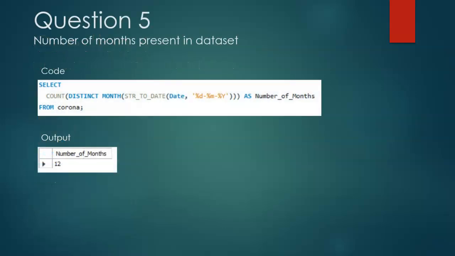Now, the number of months present in the dataset. There are a total of 12 distinct months present in our dataset, and we can use the format %d, %m, and %y. With that matching format, we can count the distinct number of months present in our coronavirus dataset.